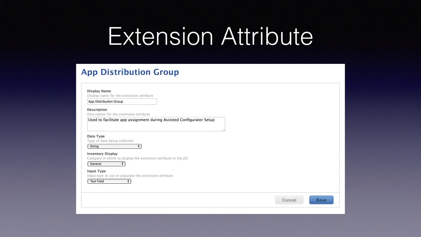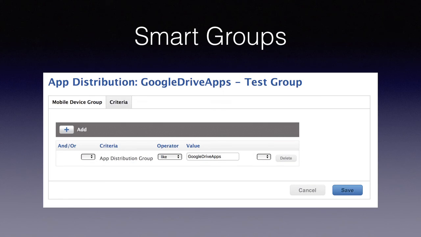First, there's an extension attribute where we'll write the data for our app distribution group lists. Our script will populate space-separated values to this extension attribute for each device we run it on. Next is a series of smart groups that will use the criteria of app distribution group is like, and then whatever we decide to name our distribution list.